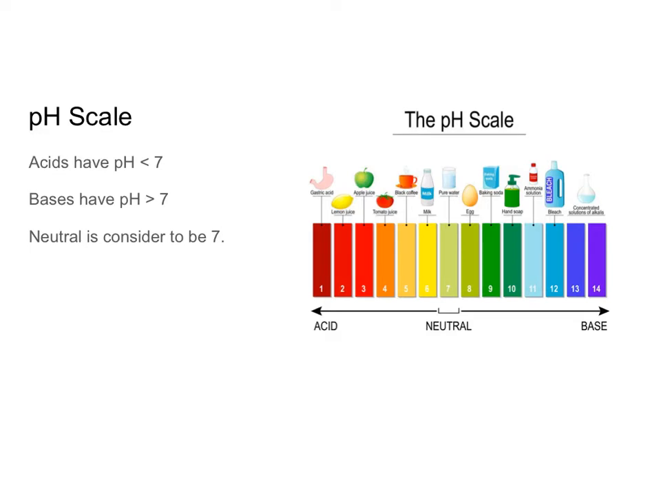All acids have a pH that is less than 7, so like 6.9 and lower. And bases tend to have a pH that is greater than 7, so 7.1 and greater, and substances that are neutral are considered to have a pH of 7. Now, what does pH mean? Well, pH comes from a French term that means hydrogen power.